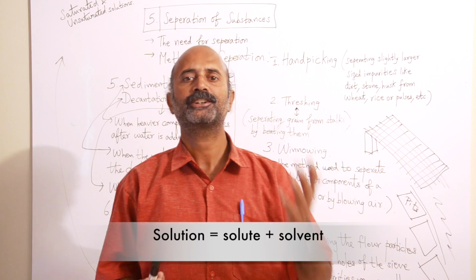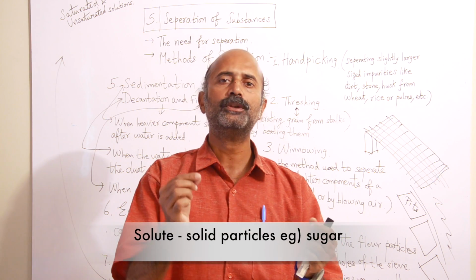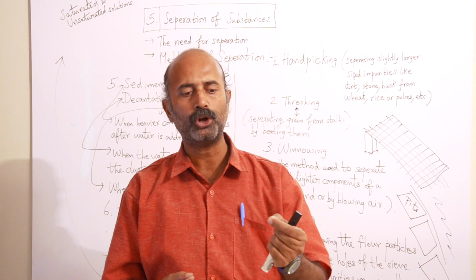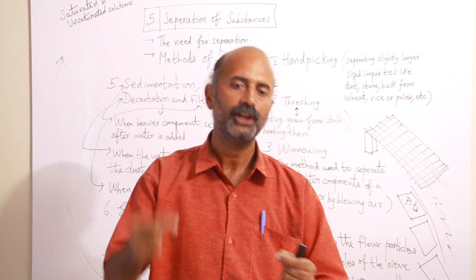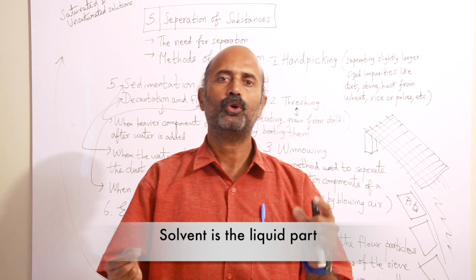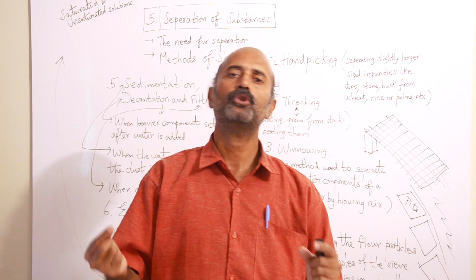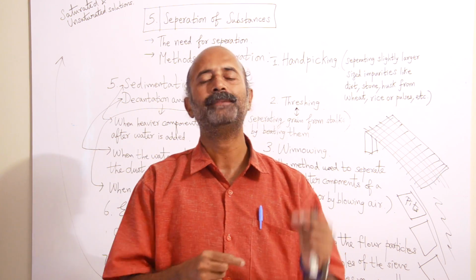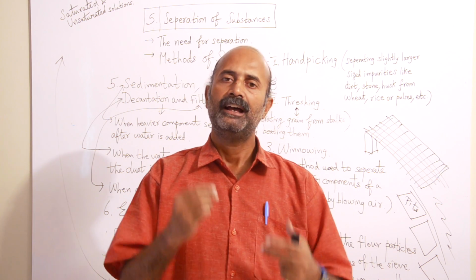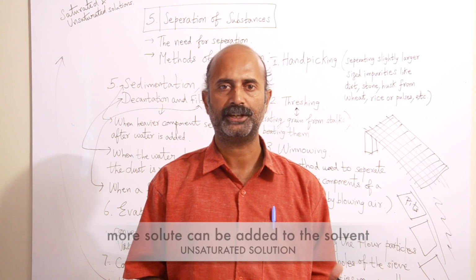What do you mean by a solution? A solution is a combination of solute and solvent. What do you mean by solute? Solute is the solid particles, like it can be sugar or it can be salt. The solid minute particles which we add to the liquid part. The liquid part is known as solvent. So a solution is defined as a combination of solute plus solvent. When no more solute can be added to the solvent, those solutions are known as saturated solutions. Those solutions in which further solute can be added are known as unsaturated solutions.